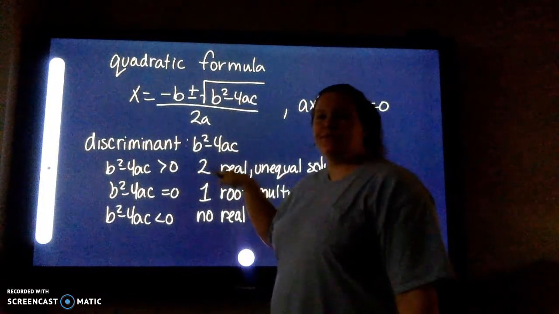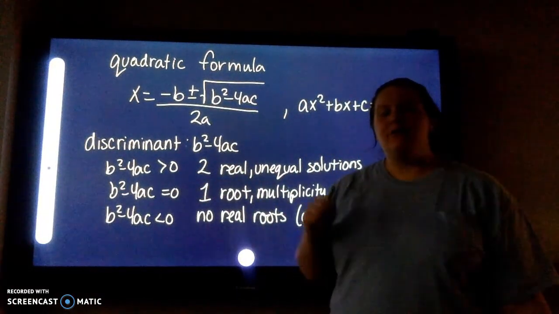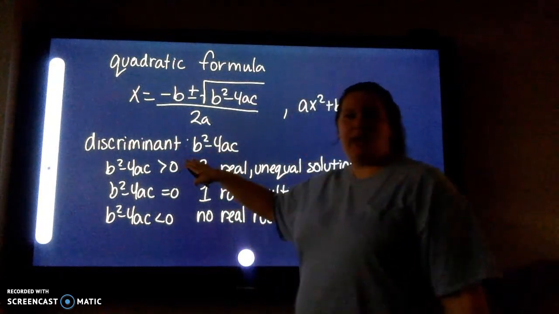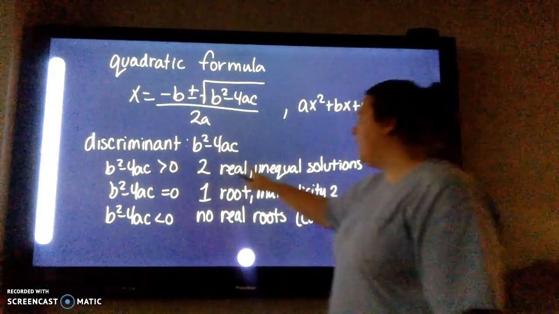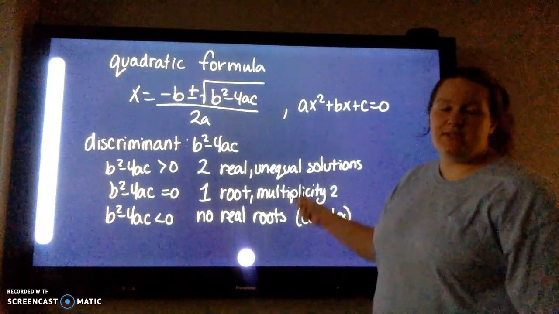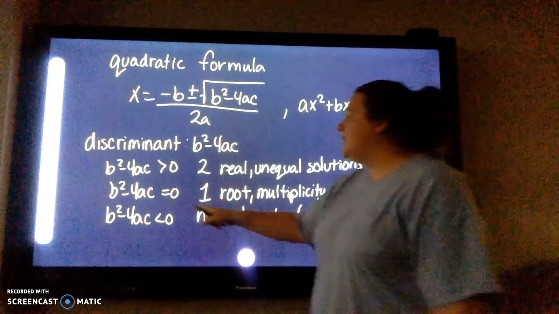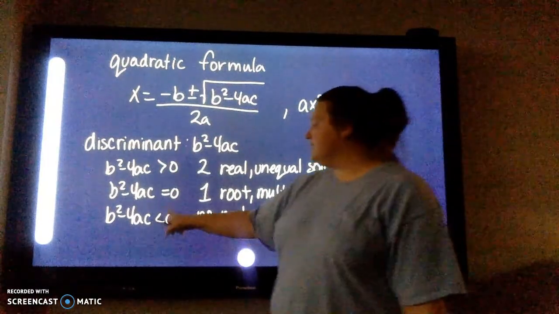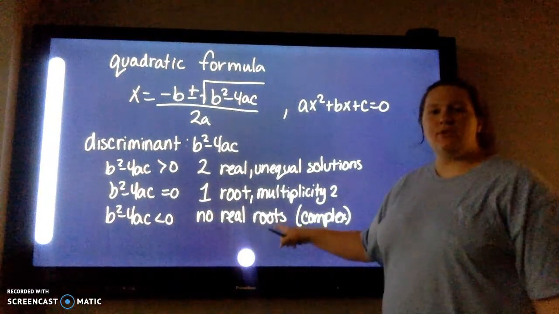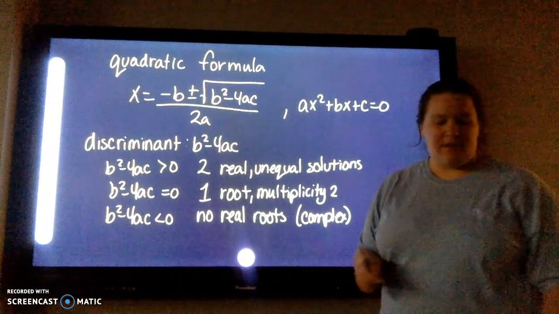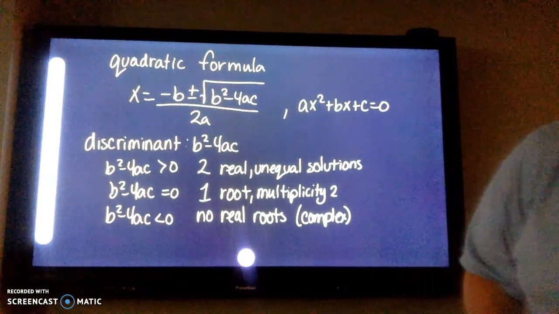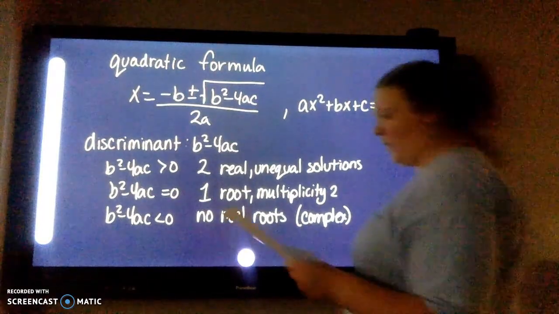We identify our discriminant. Our discriminant value tells us what kinds of solutions we're going to have. So if that b squared minus 4ac value is greater than 0, we'll have two real unequal solutions, so two different numbers. If it's equal to 0, we'll have one number repeated twice. If it's less than 0, we'll have no real solutions, and that's where our complex numbers come into play. We're not doing complex today, but we will be doing it next lesson, okay?